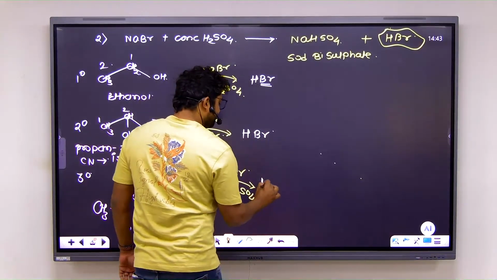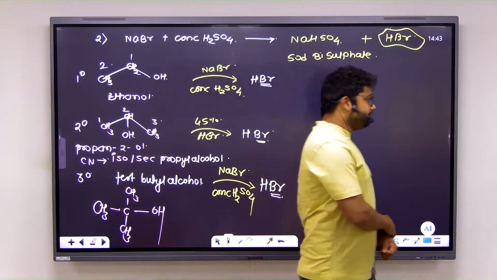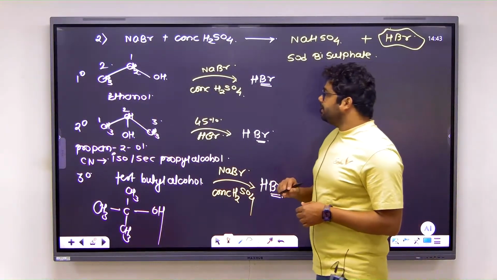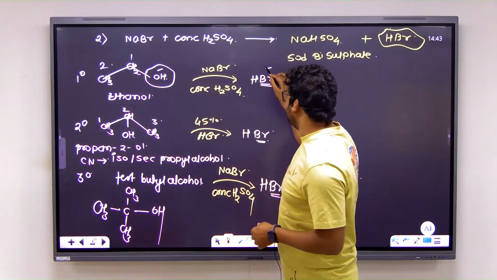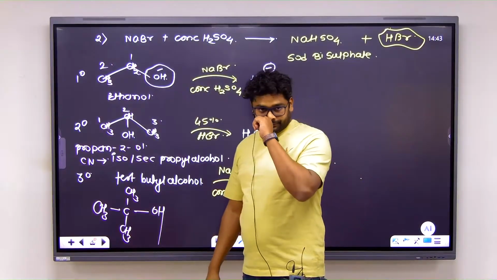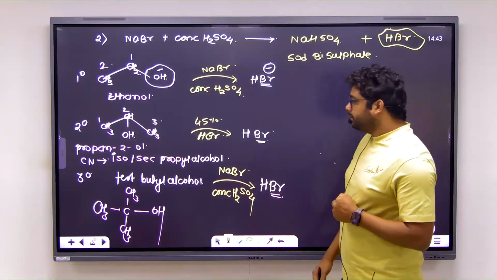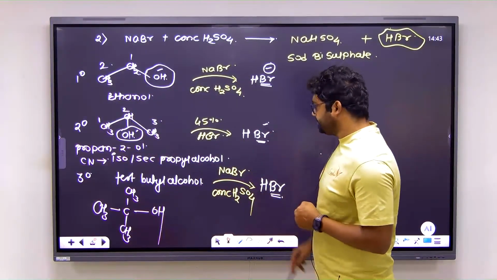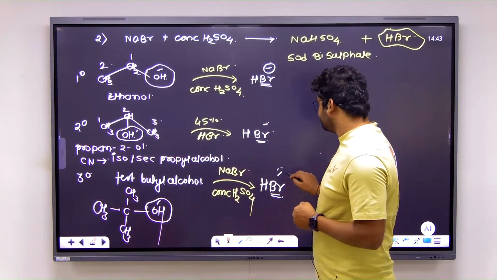This combination of NaBr and concentrated H2SO4 produces HBr. Now you just replace one negative nucleophile by another nucleophile. You replace this OH minus by a Br minus. Again, OH minus by a Br minus.